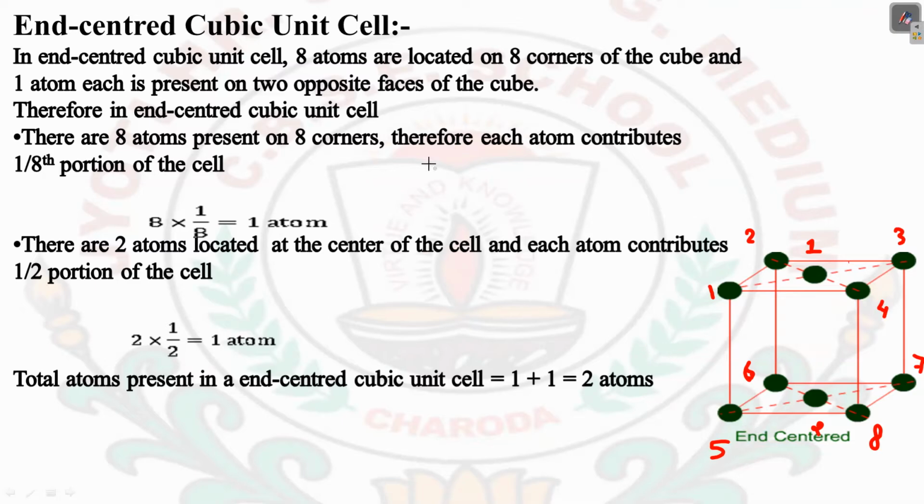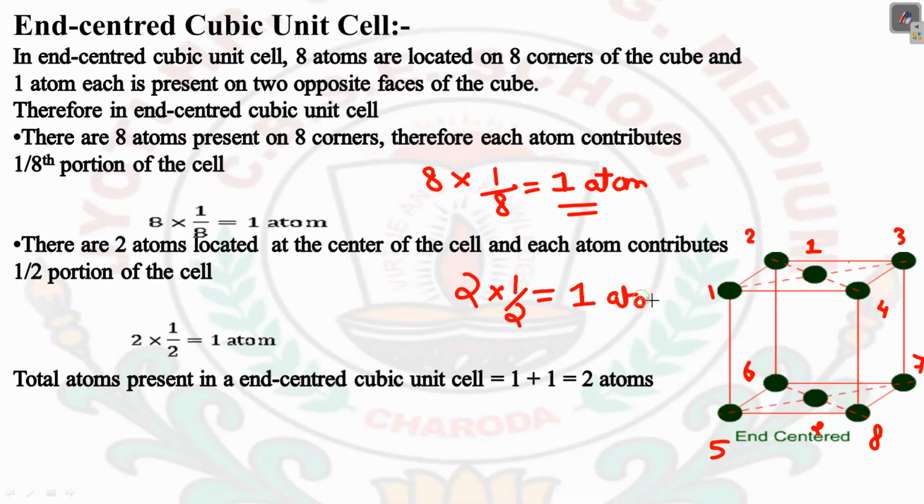So here how will we calculate the total contribution? 8 into 1 by 8 will be one atom. It means that of all the 8 corner atoms, each contributes 1 by 8th of its part in this unit cell. So the total contribution by the corner atoms is 1 atom. And these two atoms are contributing half of their atomic part in a single unit cell. So one atom is contributed by them. So the total atom contribution here is two atoms. 1 plus 1, two atoms contribution is there in the case of an end centered cubic unit cell.